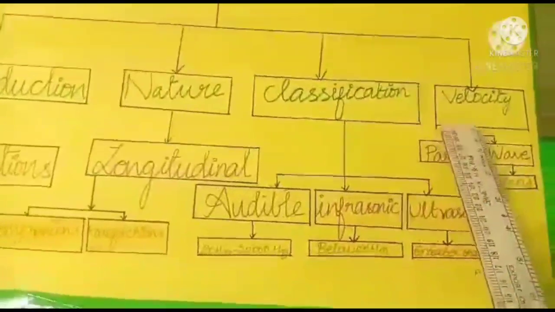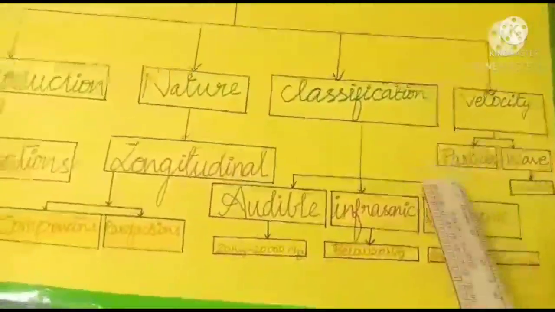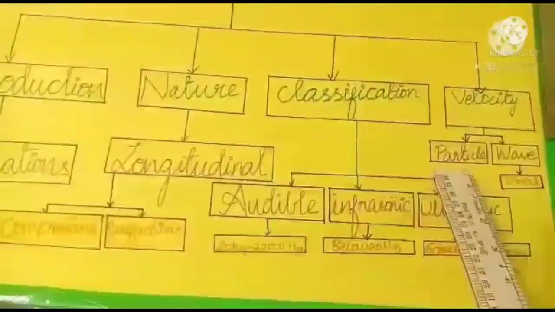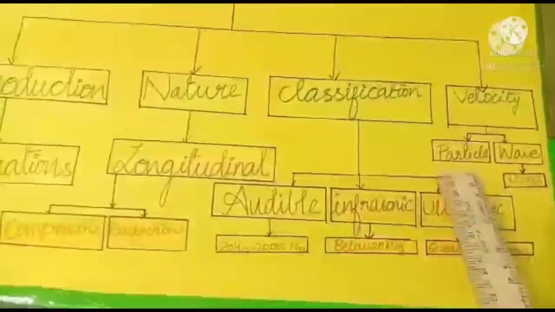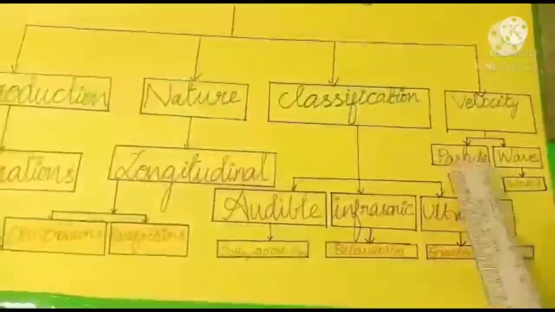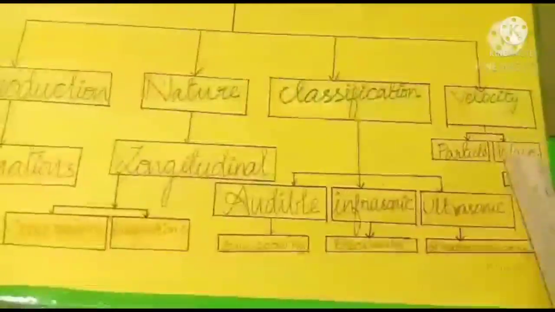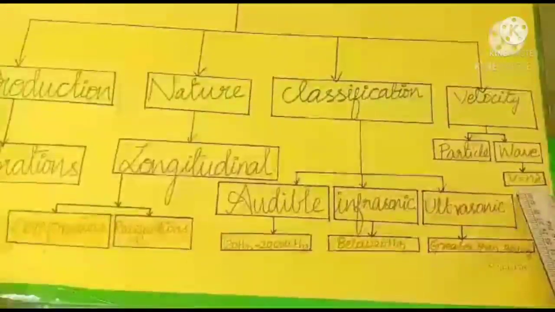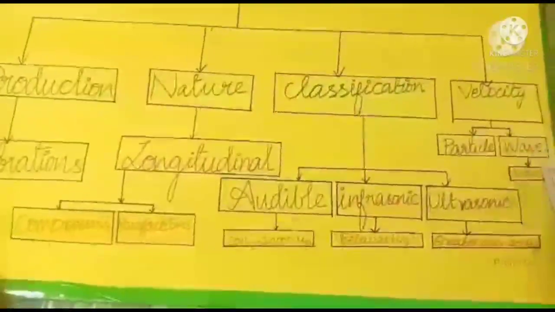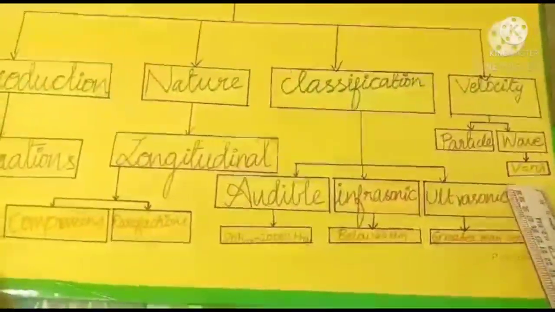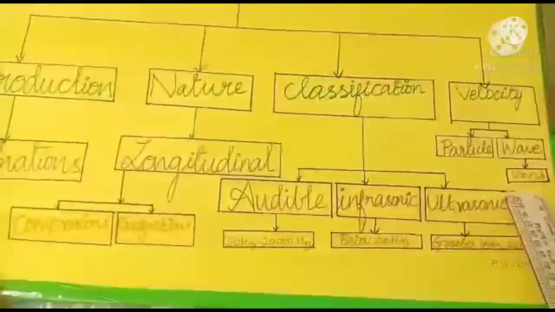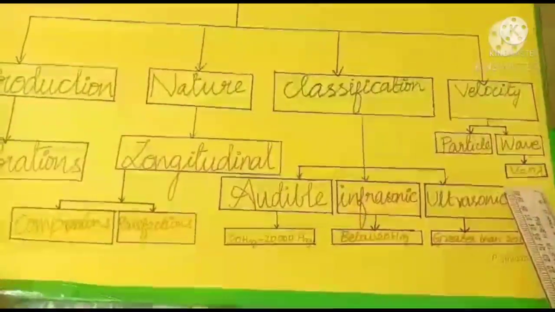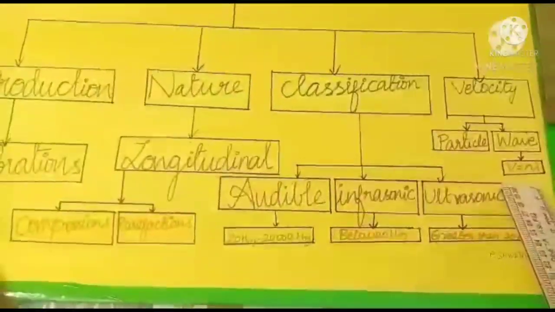Velocity. Velocity is further classified into particle velocity and wave velocity. The vibrations, the energies, are transferred from one particle to another. It is known as particle velocity. And wave velocity is given by V is equal to n lambda. This equation is formed by using velocity is equal to displacement by time taken, that is the time taken for one wave.